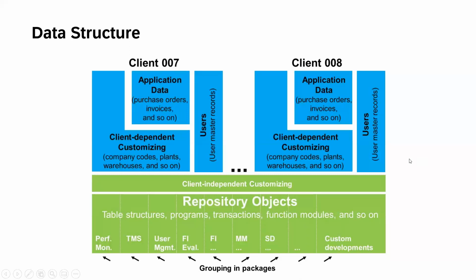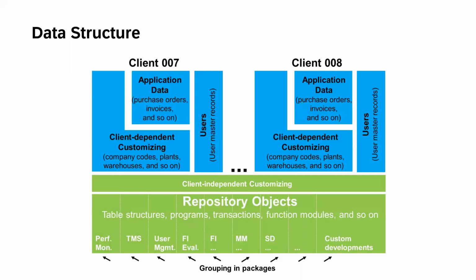Now when you see this example over here, the blue color part, the data given in the blue boxes or blue diagram, these are client specific data. When you say client specific, it means when a change is done in one client, it will not be reflected in the other client, because these changes are client specific. These are called client specific customizing or changes. So how many types of client specific changes are there? There are three types.